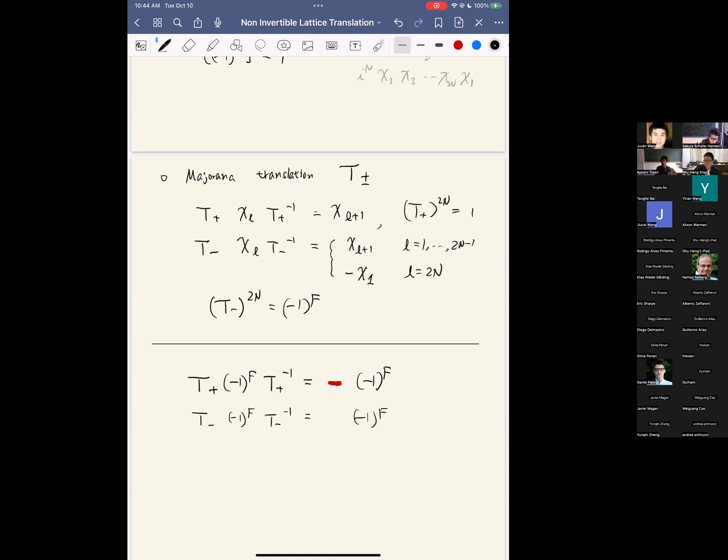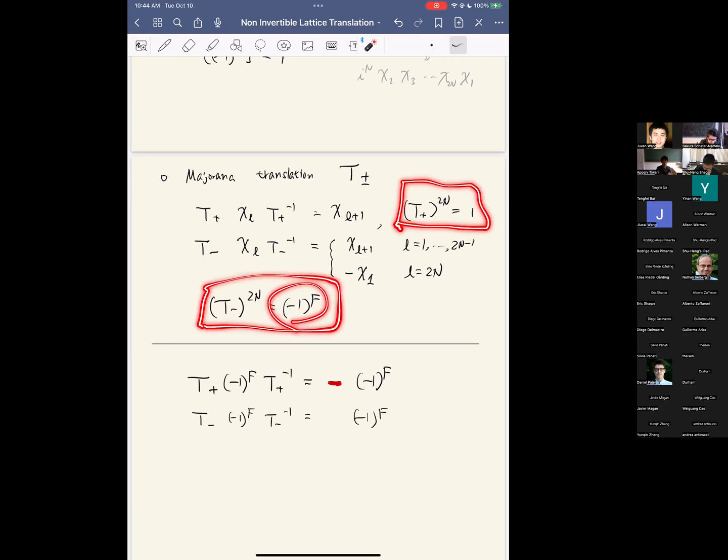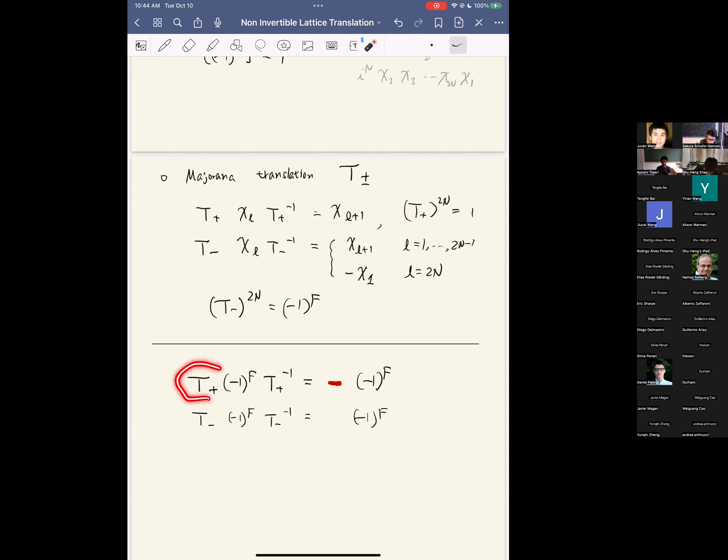All right, so that's it about the Majorana models that we want to talk about. There's a fermion parity, there's a Majorana translation symmetry. The Majorana translation symmetry is roughly a Z2n symmetry, at least for the periodic boundary condition. In the anti-periodic case, there's a more interesting algebra. In the periodic case, the important message is that the lattice translation does not commute with the fermion parity, they anti-commute.